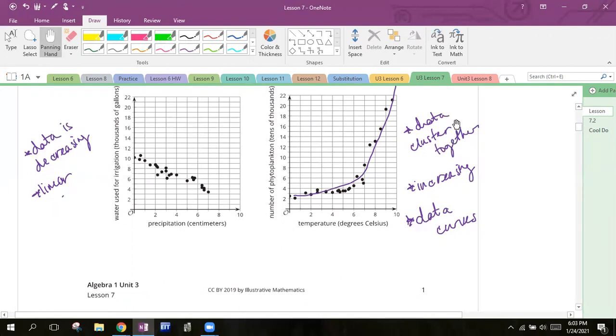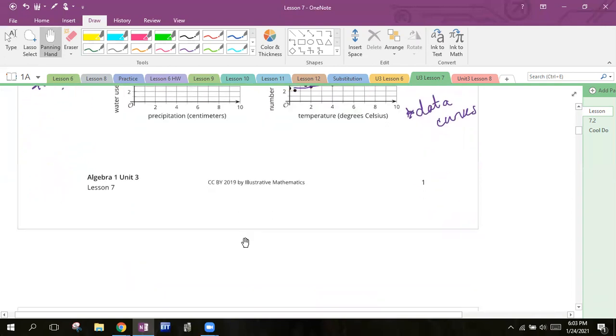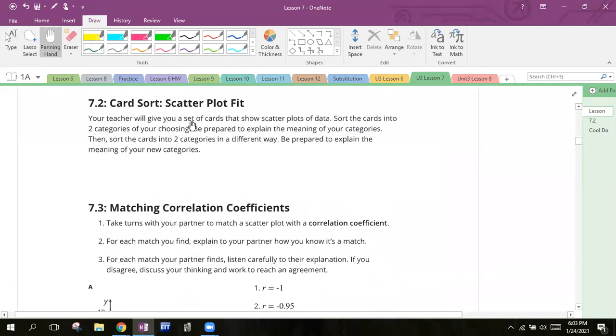So if you look at your next page, I don't know if you have to turn or not, but 7.2 is a card sort. It says your teacher will give you a set of cards that show scatter plots of data. Sort the cards into 2 categories of your choosing. Be prepared to explain the meaning of your categories. Then sort the cards into 2 categories in a different way. Be prepared to explain the meaning of your new categories.